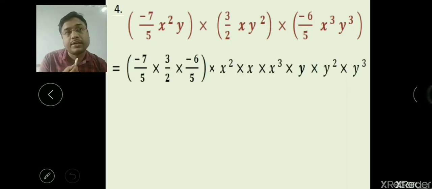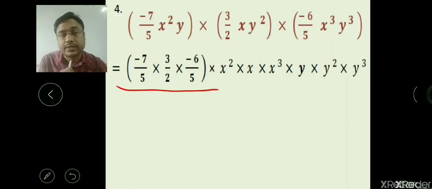You can do it like this. All the numerical values, all the rational number values, first multiply them. Keep them in one single bracket, that means separate them from the variables. That's why we are keeping them in one separate bracket here. So minus 7 by 5 into 3 by 2 into minus 6 by 5. This you will write here.